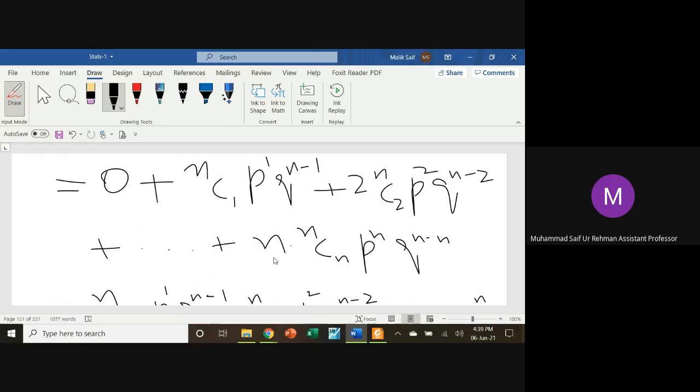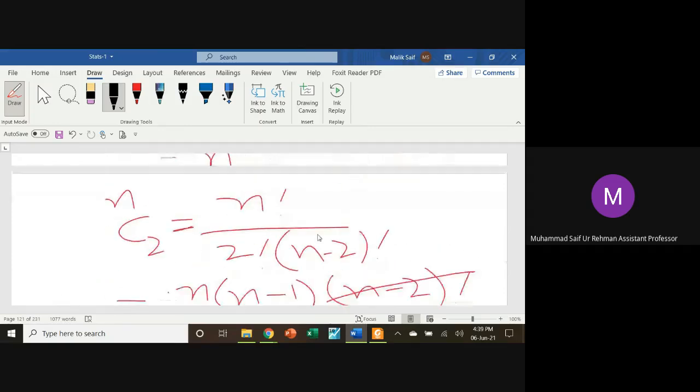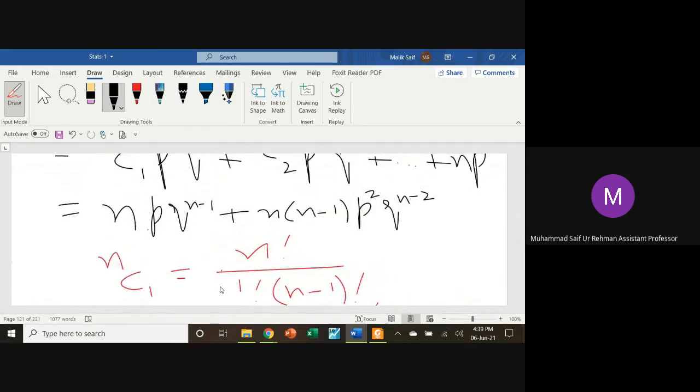And similarly, when you solve for other terms, they will be there. And finally, when you solve it for this, you will have this term. So we already have this term, n p power n. So n p power n is there as the last term. So plus and so on, plus n p power n. This is the last term. Right?